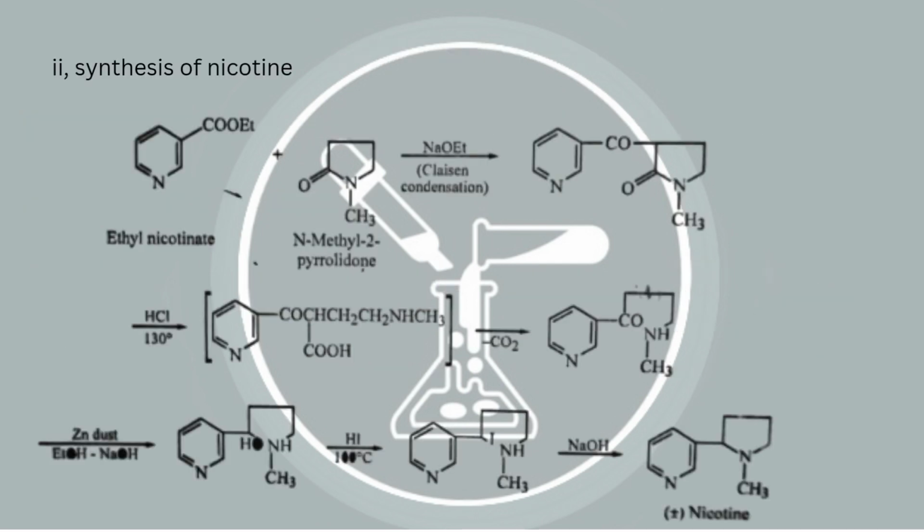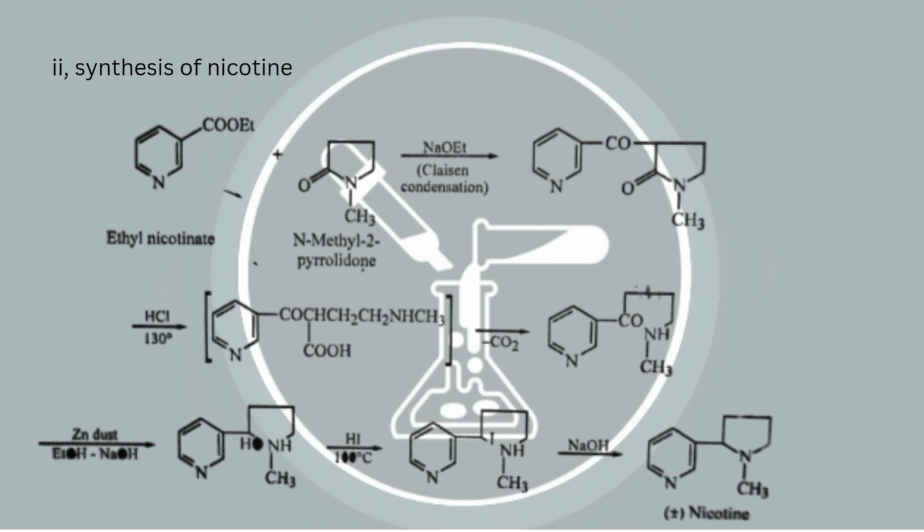The second step is treating the ethyl ester of nicotinic acid and methyl-2-pyrrolidone with alcohol-free sodium ethylate to give ketone 1. When this ketone was heated for 7 hours with fuming hydrochloric acid at 130 degrees Celsius, the pyrrolidine ring was opened, carbon dioxide was split off, and there was obtained ketone 2, which was reduced to alcohol by means of zinc dust in boiling alcoholic alkali.